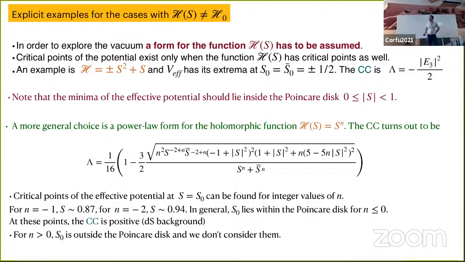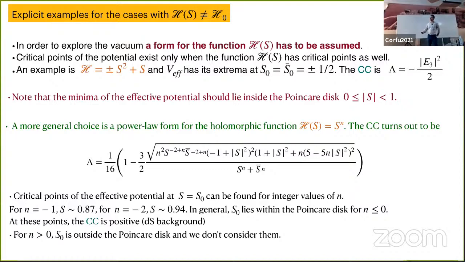Now, let me also add some comments about the form of the holomorphic function H. As I said at the beginning of the talk, this function H is the reason that N=4 conformal supergravity has ambiguities. And one has to assume a specific form for the H function. However, not all possible forms are allowed. The reason is that once you find the minima of the effective potential, then these minima should lie inside the Poincaré disk, because recall that the S field parameterizes the coset space. So this is a constraint that all the examples of the possible form of the holomorphic function should satisfy.